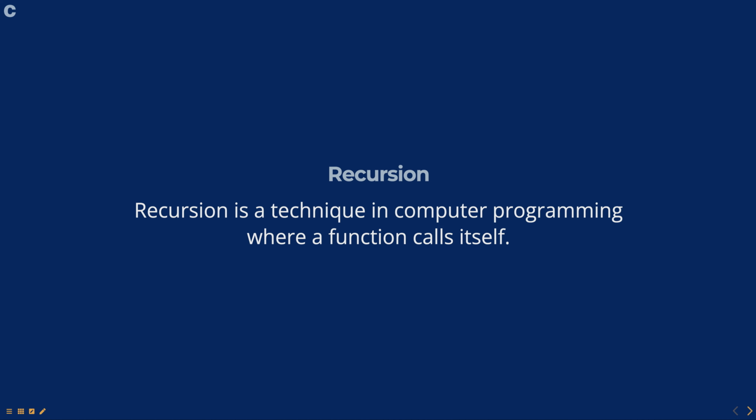In a recursive function, there must be a base case that stops the recursion. Otherwise, the function will keep calling itself indefinitely, causing an infinite loop. The base case is typically a condition that returns a simple answer, or a condition where the function does not call itself again.